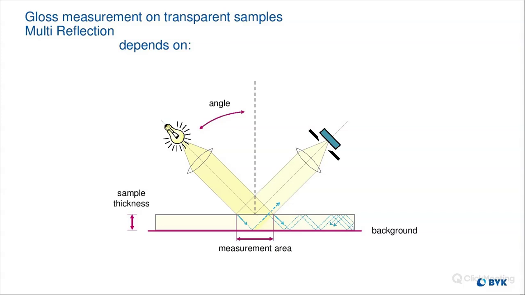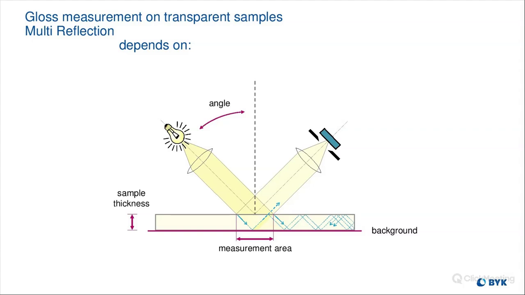And then measuring on transparent samples. We have a lot of customers that have this sort of application. And the one thing that's very important is if you're taking comparative measurements, it's important that your samples are of equal sample thickness. You're going to have that light that's going to bounce around that sample, and it's going to skew your values.